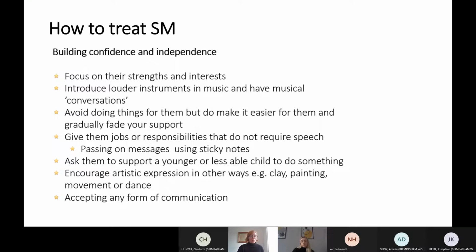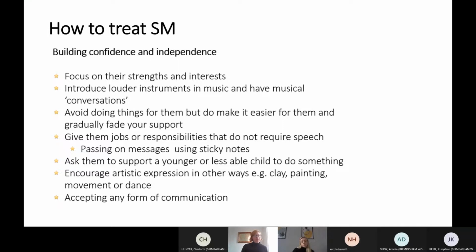So also building confidence and independence, focusing on their strengths and interests. If they have particular topics in school, really encourage everyone to give them lots of time to explore those things, so that those are the things that are focused on when you talk about that child. It's not, oh, the child who doesn't speak, it's the child who's really good at drawing people, or the child who's really good at PE, those kinds of things.